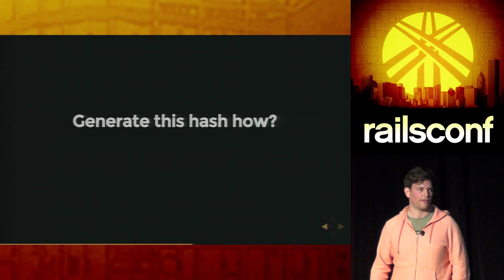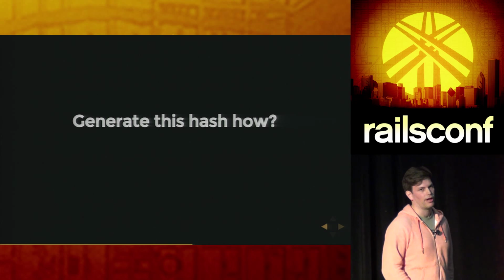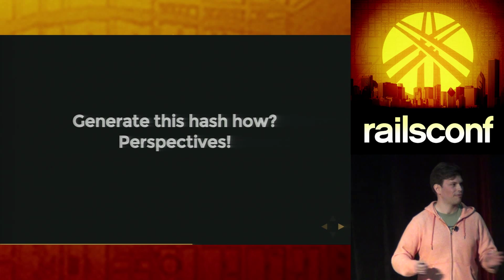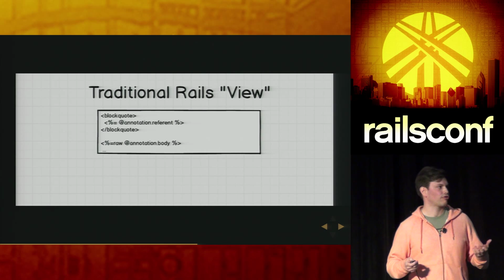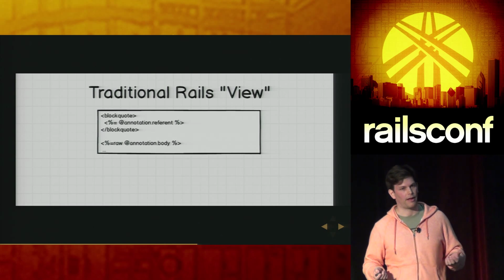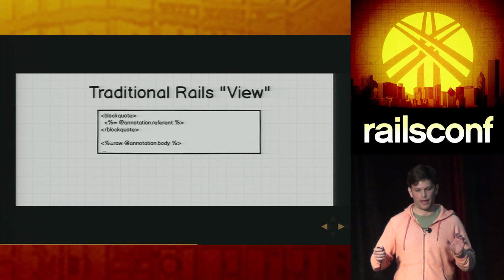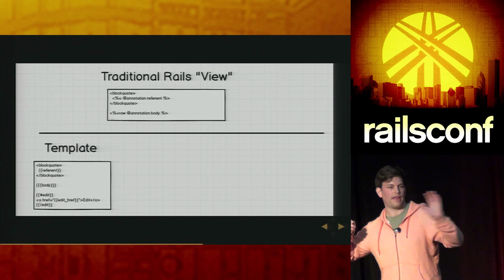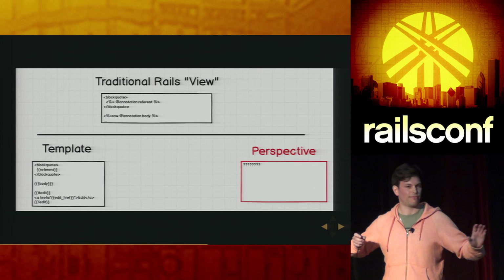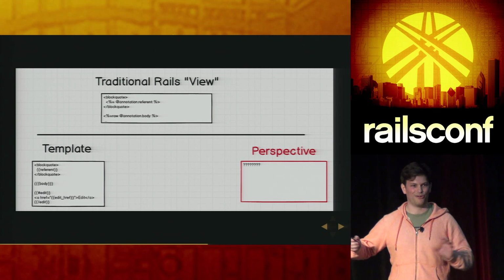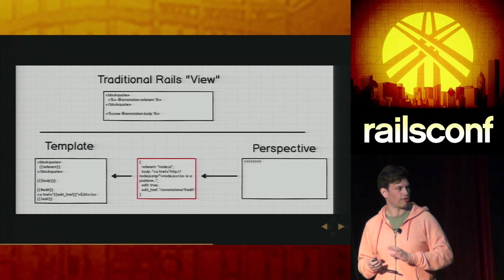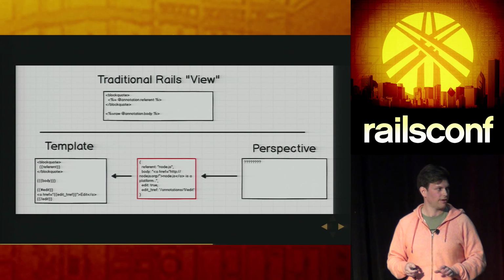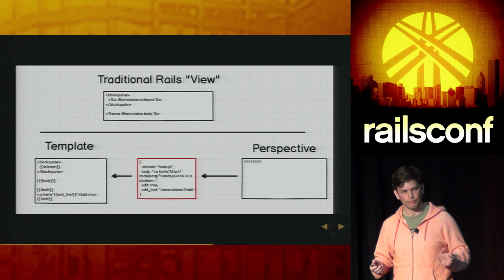So how do we actually generate this hash? That's the tricky part. Well, I'm going to do some hand waving here and say, this perspectives library might help us a little bit. So here's a traditional Rails view. This is an ERB template, right? And so what I'm saying is that if we split this into a template, which is Mustache, and a perspective, which is a new type of object, then we can just have this data transport thing, which is just the hash, generated by the perspective, and then we can render the template anywhere. So this is how we render on the client or the server.